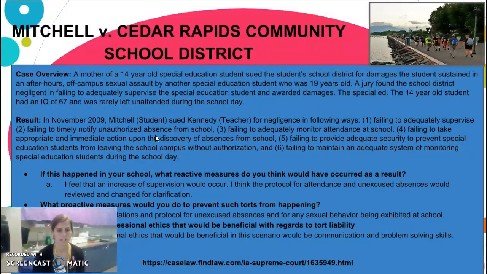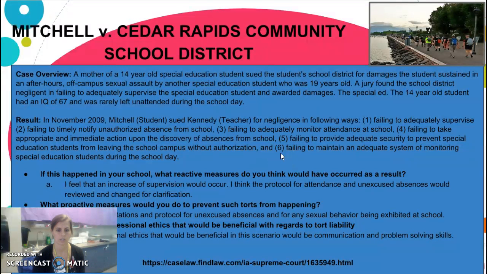Some reactive measures, I think that also an increase of supervision would occur, and there would be protocol for attendance and unexcused absences would probably be reviewed. Proactive measures, I think that just making sure that everybody is aware of your unexcused absences and what is the protocol for that, especially for students with severe disabilities. What are we going to do if they do leave school grounds and we are aware of it, or if we're not aware of it, what do we do immediately following that to make sure that they are safe and that nothing happens off grounds or on grounds.